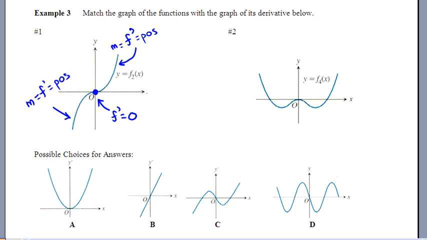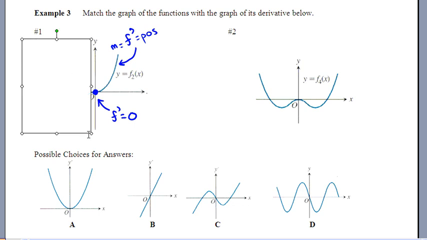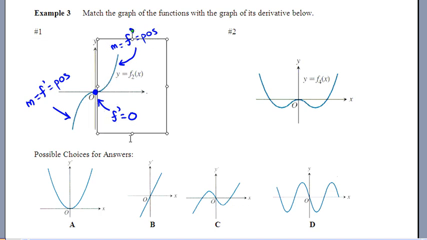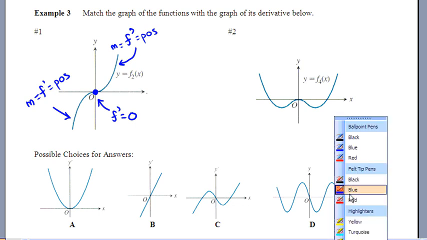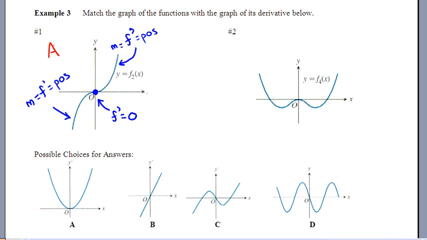I'm looking for an answer that, as I stare at it, in this whole section out here, I have to be seeing a positive graph, and out here I have to see a positive graph, and then just 0 right in the middle. And the only option that seems to do that is option A. So A is going to be the derivative for that one.